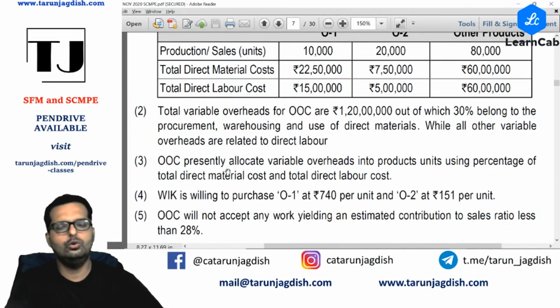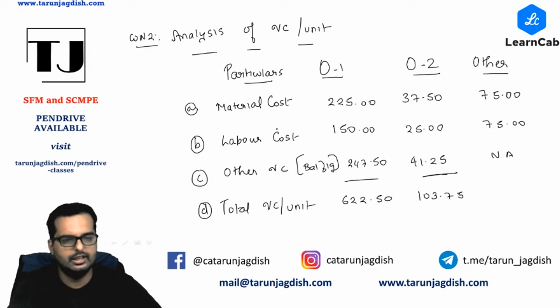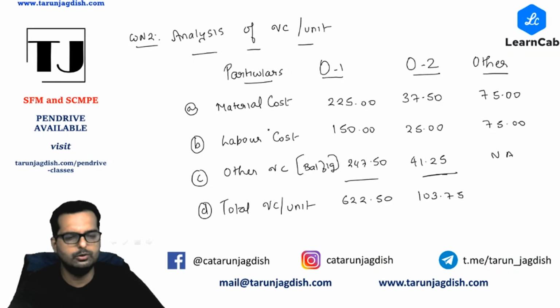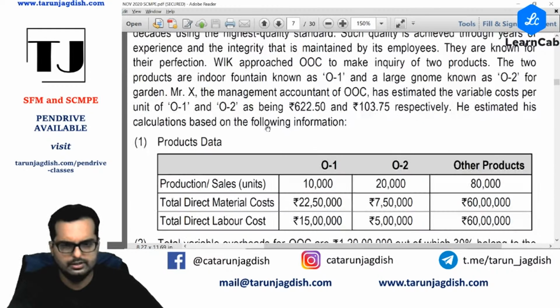Down, they have told OOC presently allocates variables into products using percentage of direct material cost and direct labor cost. Friends, we'll do one thing. Here we have found out the variable cost on per unit basis. Let us find this out on a total basis also. Okay. Just give me a minute.